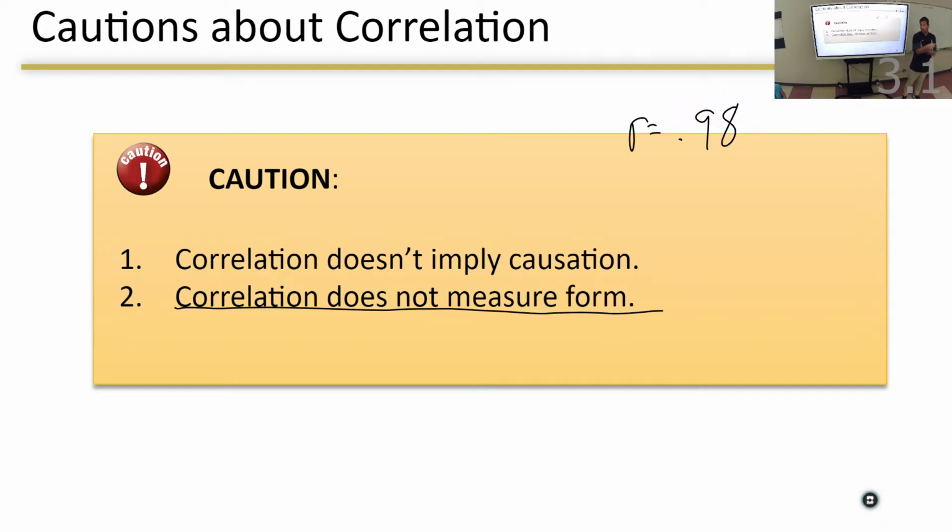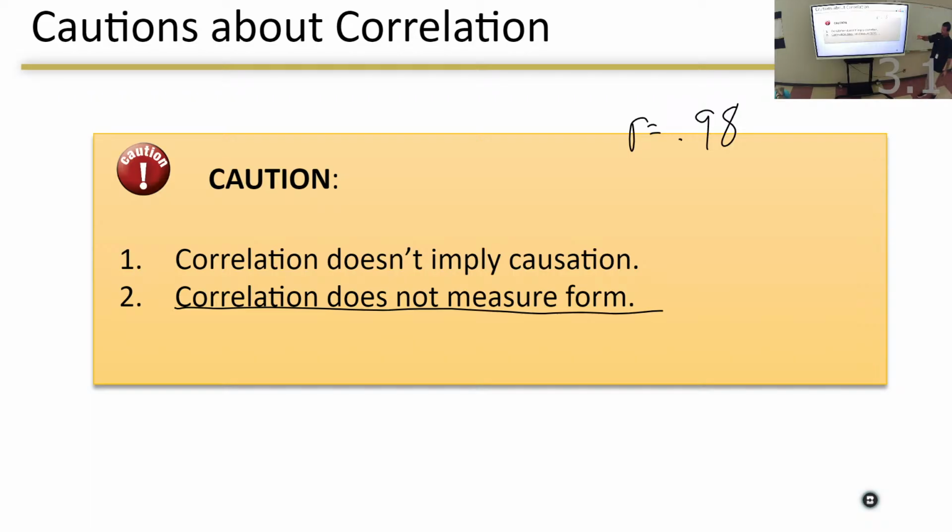Correlation does not measure the form. It just tells you if it's a strong, weak, positive, or negative linear association, but it doesn't tell me it's a line. Just soak it in. It could be curved and still be a 0.98. It's just going to be really tightly curved that a line will fit it. Okay, soak that up.